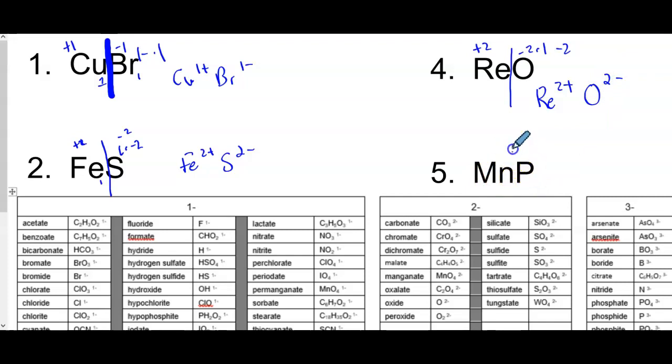Okay, you should have tried 5 already. If you haven't, pause it and try it now. Split it. This is a negative 3 times 1, so this has to be a positive 3. There's only one of these, so this is Mn 3+ and P 3-.